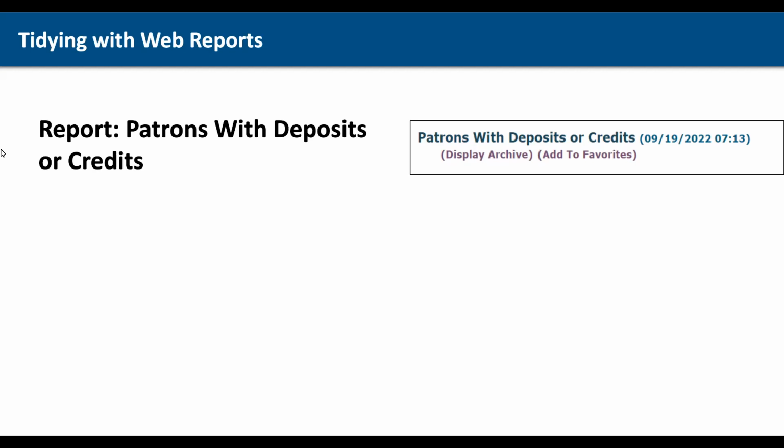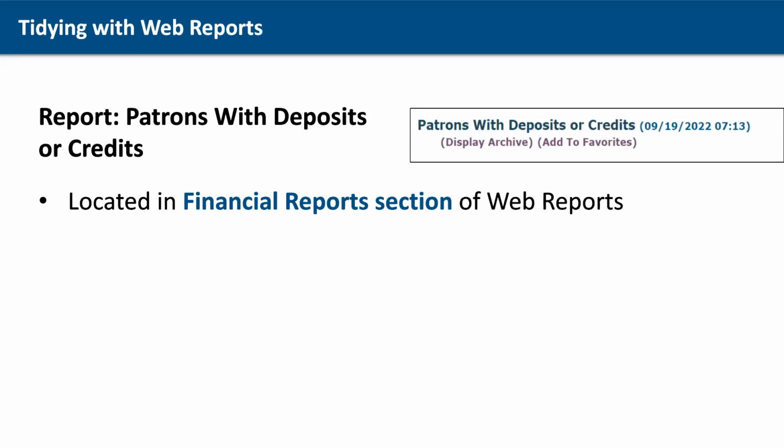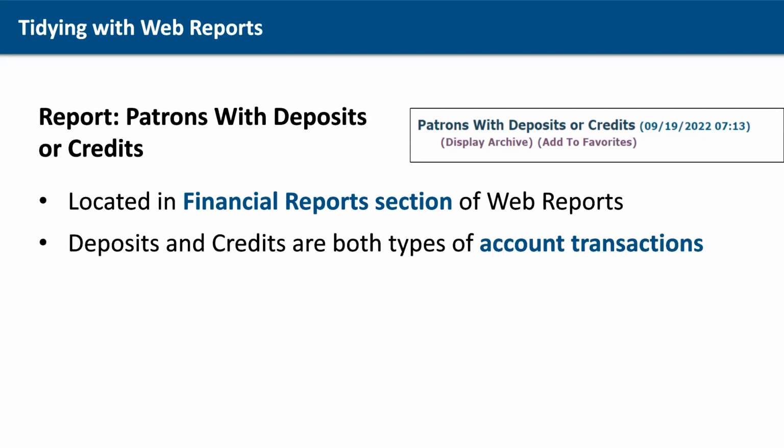So our next report is going to look at patrons with deposits or credits. Unlike the other reports, this one is located in the financial reports section of web reports. Now, both deposits and credits are types of account transactions that can appear in a patron's record.